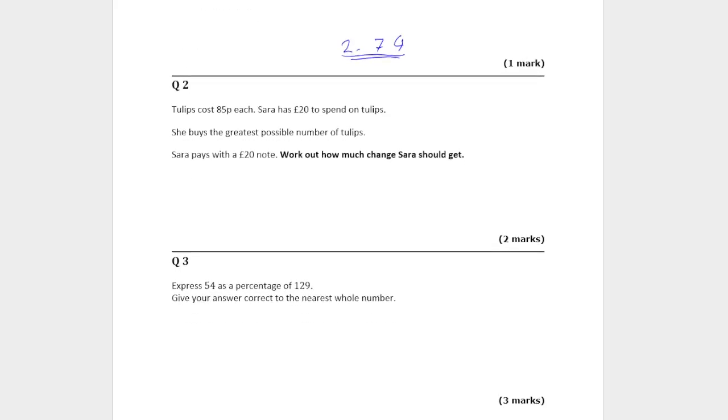Okay, question 2. Tulips cost 85p each. Sarah has £20 to spend on tulips. She buys the greatest possible number of tulips. Sarah pays with a £20 note. Work out how much change she should get. Okay, so we're going to bring in our calculator for this.